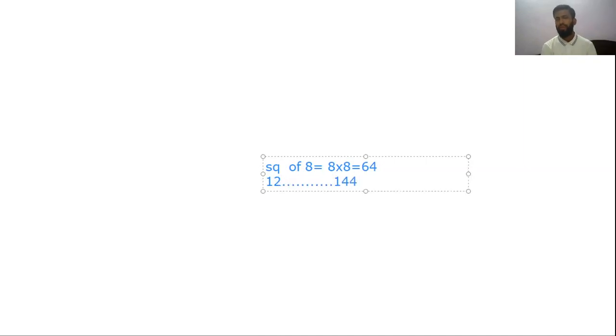You need to remember the squares of the first 20 numbers. So square of 12 is 144. And therefore, 12 is even and the square is also even. इसीलिए even का square even. And similarly, you can take any other numbers. I'm just taking examples from within 20 numbers so that you could easily understand.